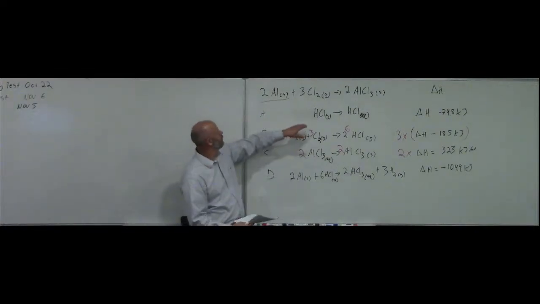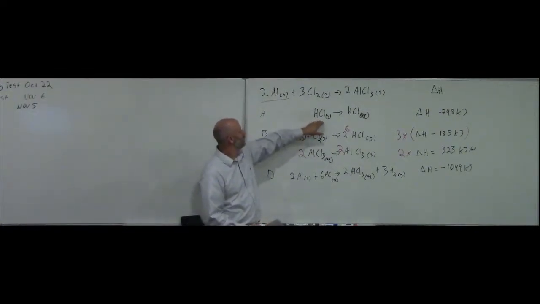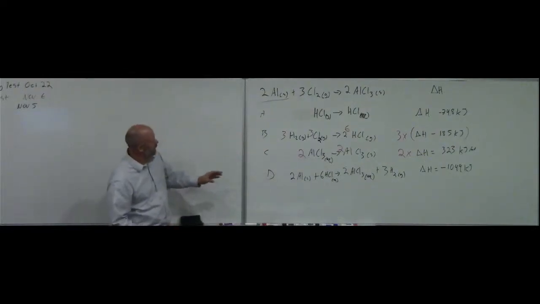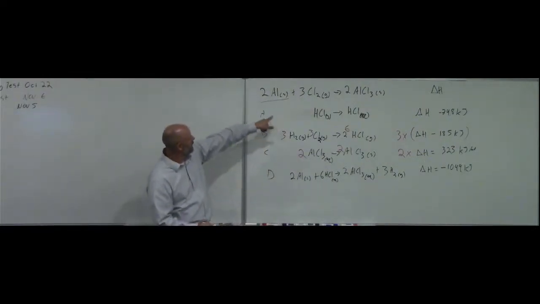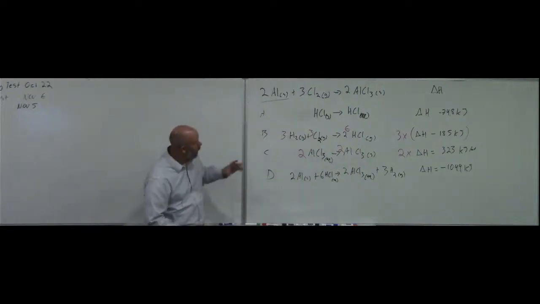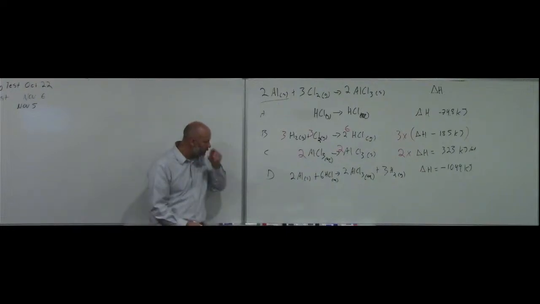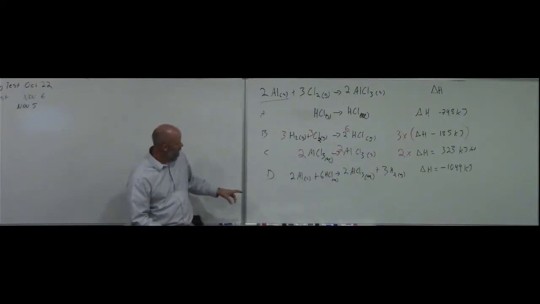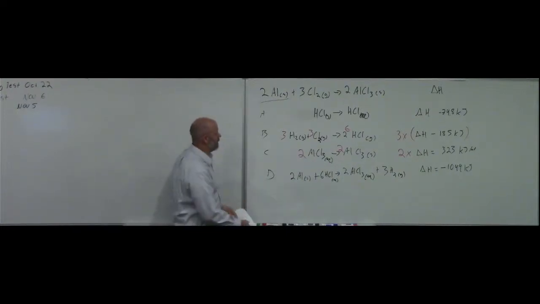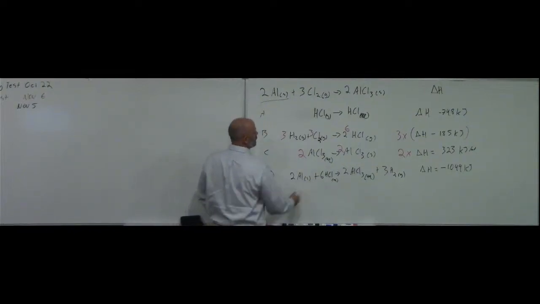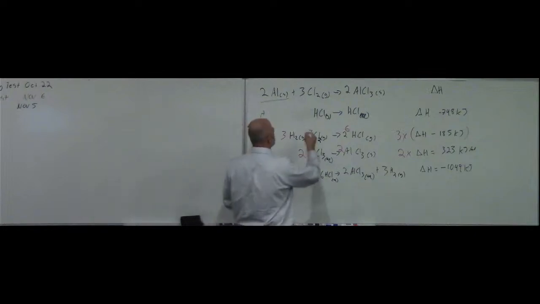Line A is going from HCl gas to HCl aqueous, which means I need, actually neither one, right? We know this will cancel out, but it's an important step. So I need to find my HCl. I've got it here, aqueous, right? How many of these do I have? 6. So I need to multiply this by 6.